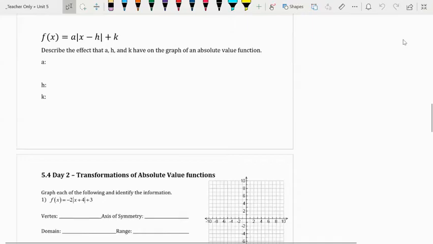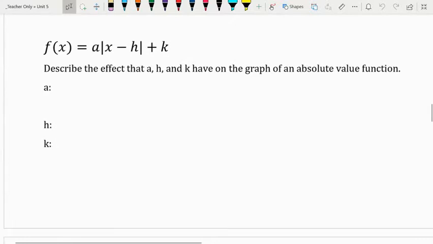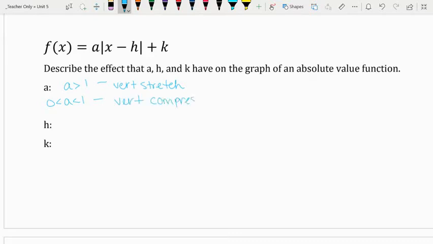Hi, for day 2, I just want to recap what A, H, and K are again. Remember, your A value tells you a lot of things. If A is greater than 1, it's a vertical stretch. If A is between 0 and 1, it's a vertical condense or compress. And if A is negative, then it reflects over the x-axis.